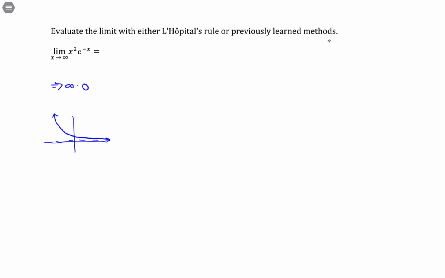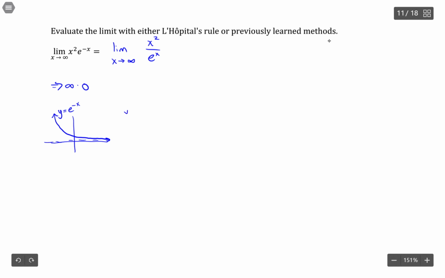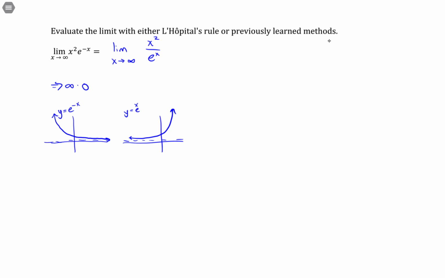However, we can manipulate this, and we could say that this is the same as the limit as x goes to infinity of x squared over e to the positive x. So if this is y equals e to the negative x, y equals e to the positive x looks like this, where it grows to infinity as x gets bigger, which means I now have something of the form infinity over infinity, and I can apply L'Hopital's rule.